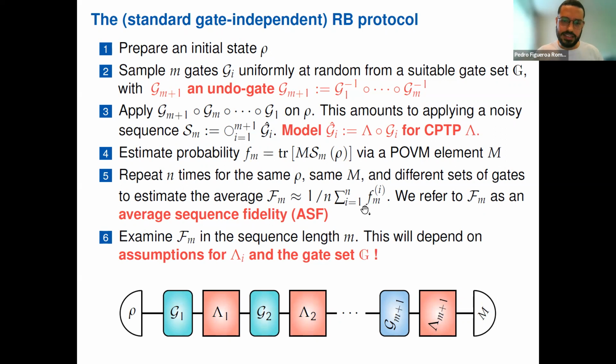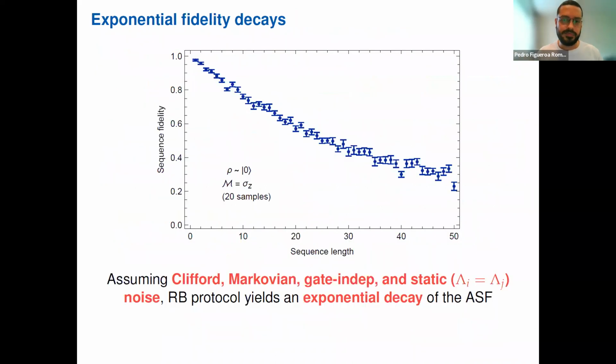So once you did that, you check how this average sequence fidelity changes with the sequence length. When you start changing the number of gates that you're applying, you examine how this average sequence fidelity behaves. It seemed to be a folklore claim, at least when I started working on this topic, that the statistics of randomized benchmarking is always a decaying exponential, so that this ASF behaves as an exponential. However, that is not always the case.